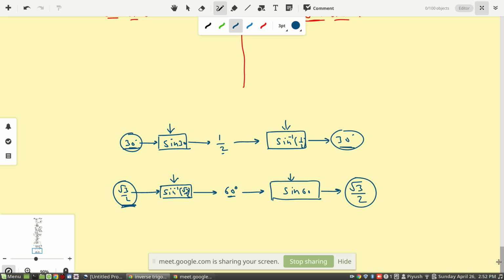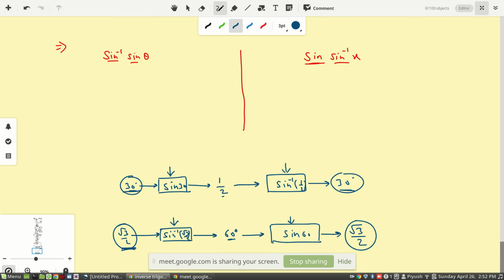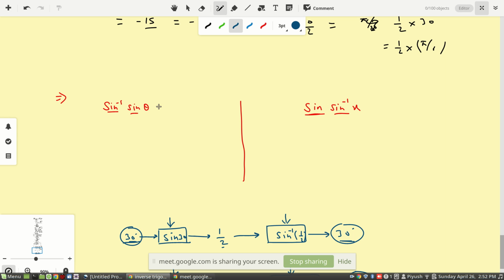Now coming back, this will be theta and this will be x, meaning this is the initial thing and this is the final thing, and since it is sine of sine inverse, it will negate the effect. Now this is theta, so this is sine and then after that sine inverse, the initial thing and final thing are the same, so this is also theta. Now the question is, will this work always? Whatever input I take, will the same thing come? Let's take some examples.